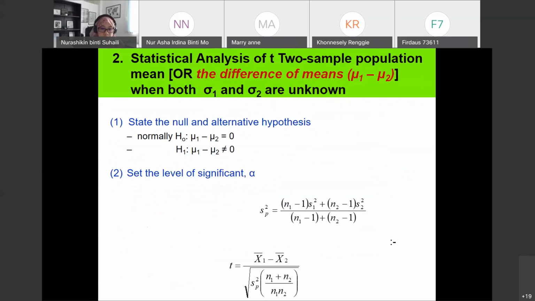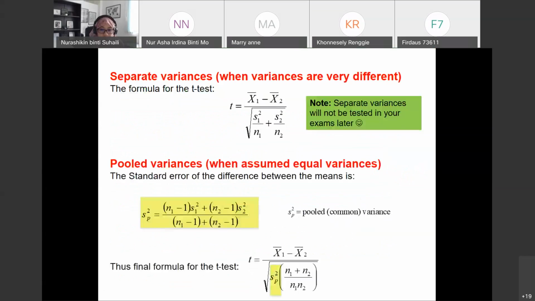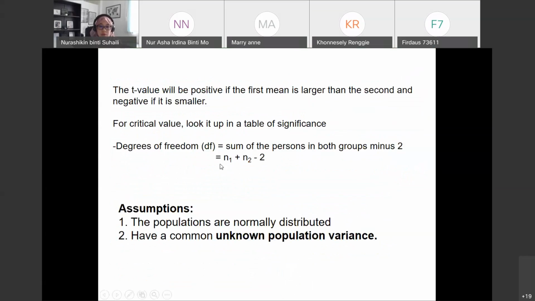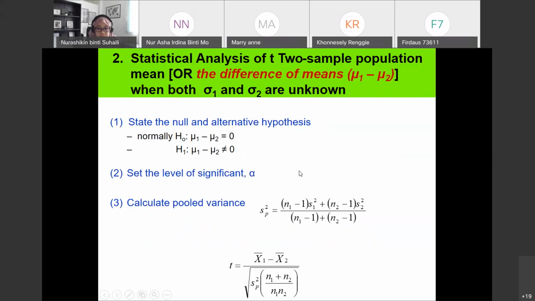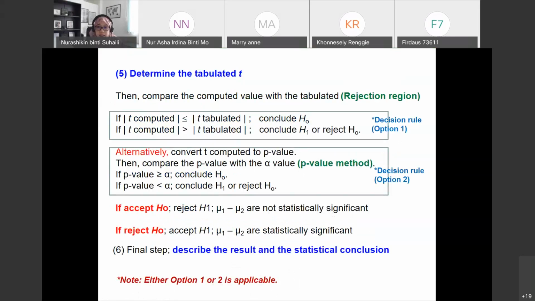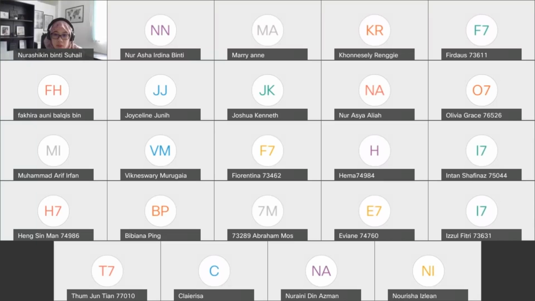For the degree of freedom for 2 samples, the formula is given on the previous slide. This one is the degree of freedom for 2 samples: n1 plus n2 minus 2. So that will be the df. I don't have any value here because we are not into any example. So let me show you how to use the T table in order to find the tabulated T.